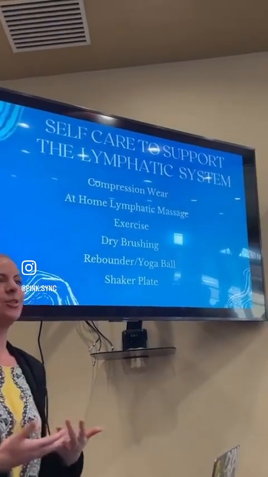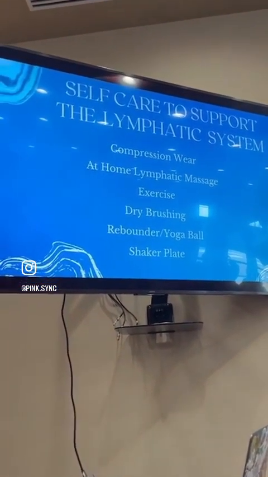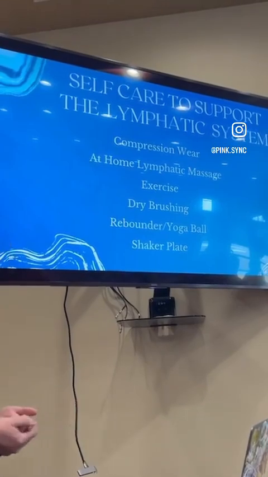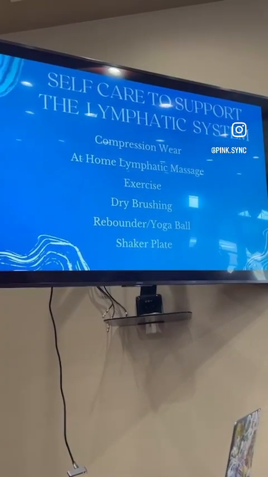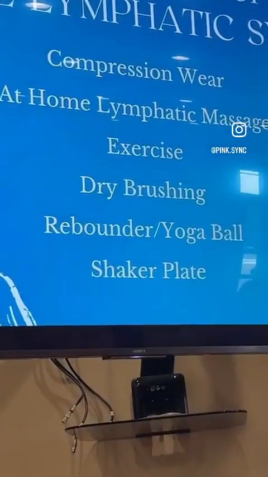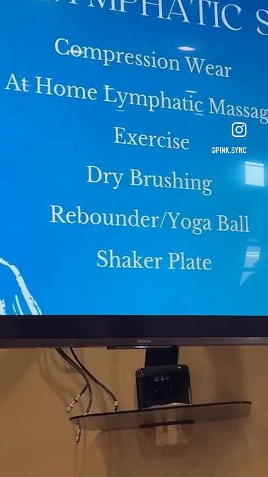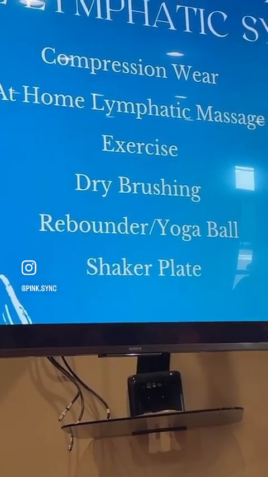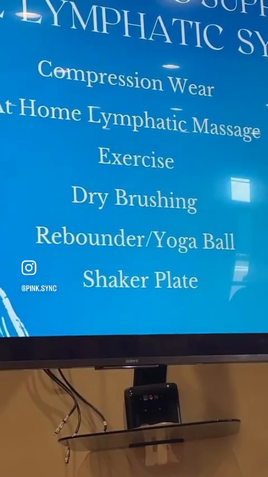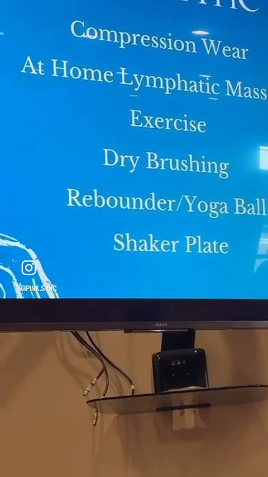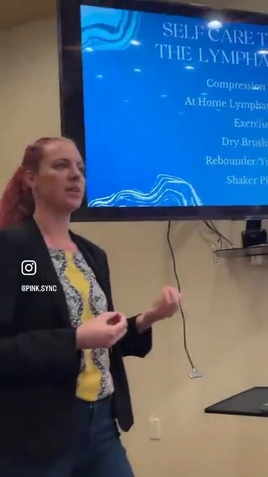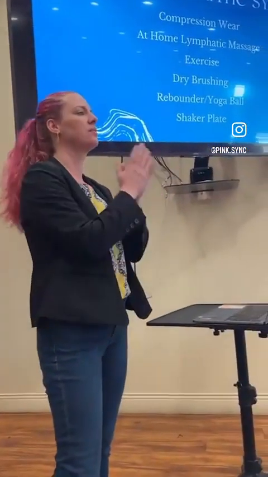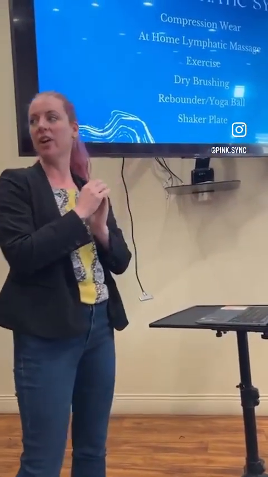Okay. So, things that you guys can do at home to support your lymphatic system. There's a lot of things. Like I said, compression wear. I'm a big nerd for compression wear. I don't have a compromised lymphatic system, but I wear compression leggings every time I fly. There's lots of really great compression wear out there. If what you have is making you miserable, keep exploring what is out there. Go to Feminine Form. Those ladies are very, very helpful.